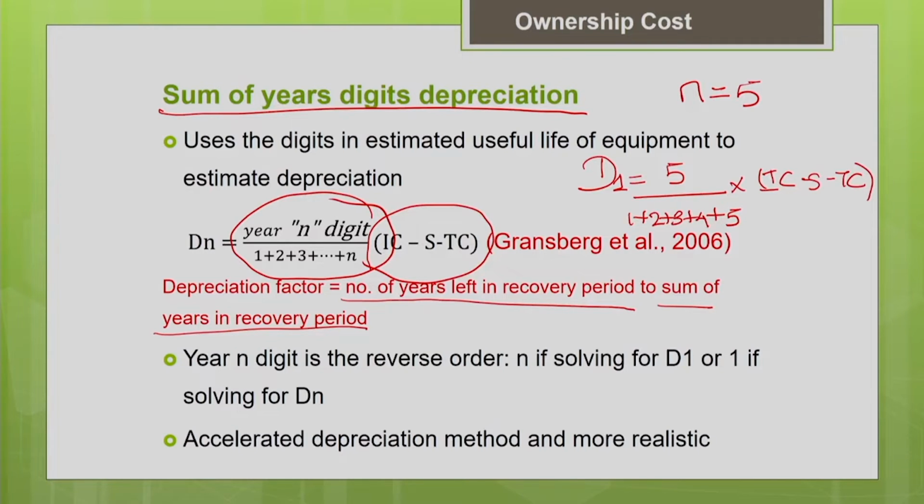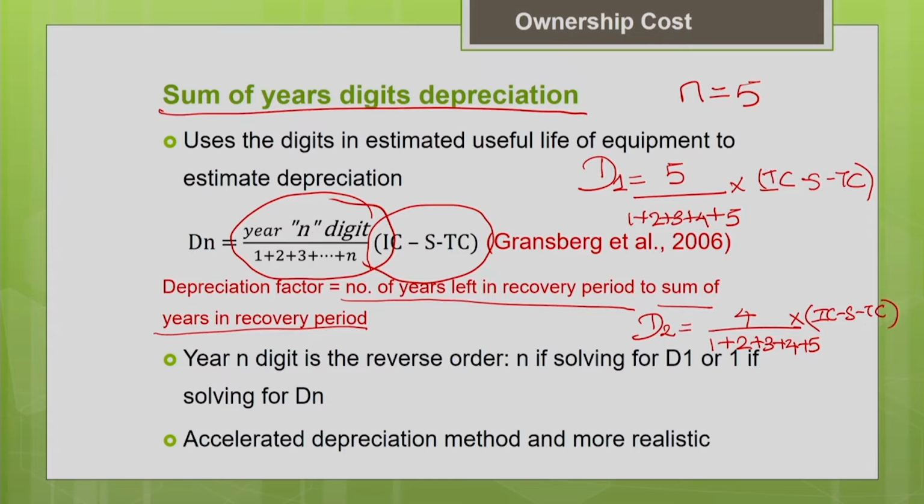Okay, so now how to calculate the depreciation for the second year? Second year, so number of years left in the recovery period from the beginning of second year to the end of useful life will be equal to 4. Already 1 year is completed. So 4 divided by 1 plus 2 plus 3 plus 4 plus 5, multiplied by initial cost minus salvage value minus tire cost. This will give you the depreciation for the second year.